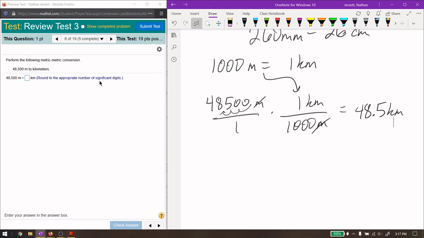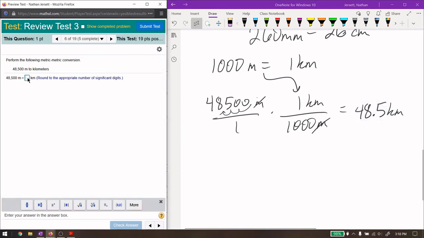Round to the appropriate number of significant figures. There's 1, 2, 3 sig figs, the 4, 8, and 5. The zeros don't count. And here we have 1, 2, 3 sig figs. So we are good to go for that.